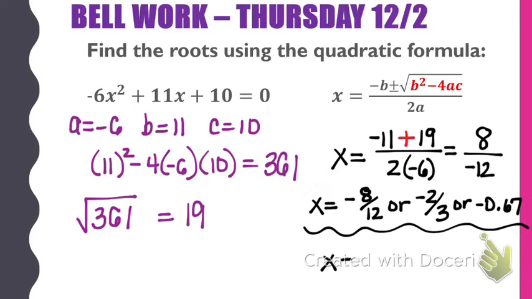Second solution, x equals opposite of b minus 19 all over 2 times negative 6. So go ahead and see what you get for your second solution. So quadratic formula, first we add, then we do it again with subtraction. That's why it says plus minus, because there's 2 answers.